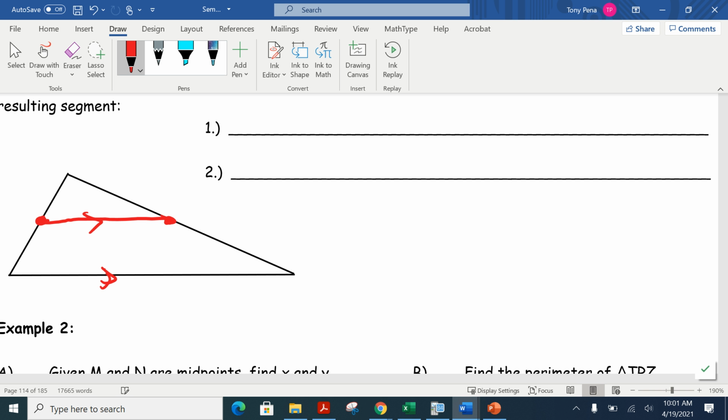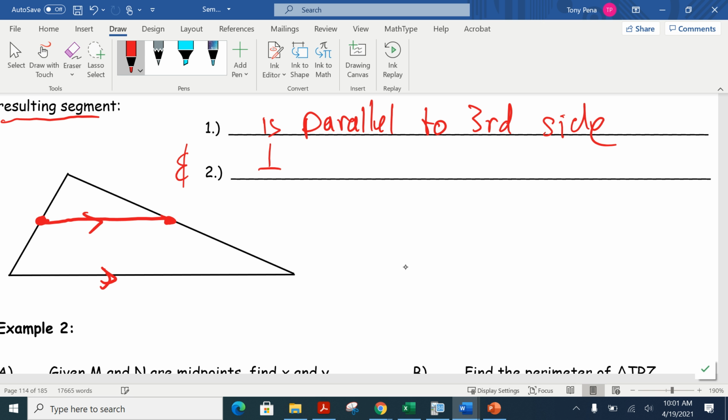We're going to put, if we can, so if you read the words there, if we connect the midpoints of two sides to each other, then the resulting segment is parallel to the third side, or the other side. And we'll put a little and here, 1/2 the length of the third side. Always, right? So that's the midpoint theorem of a triangle.